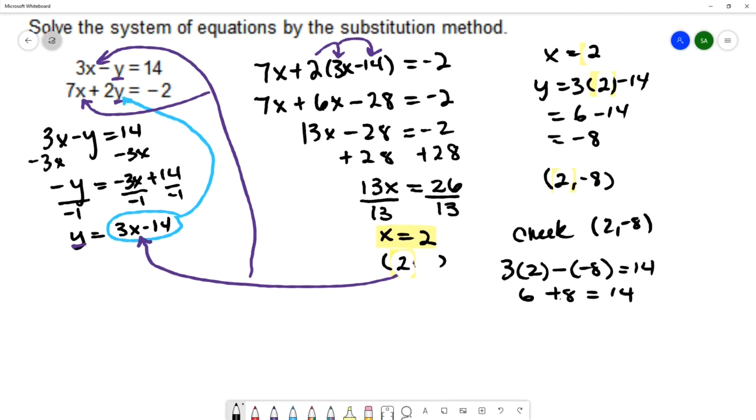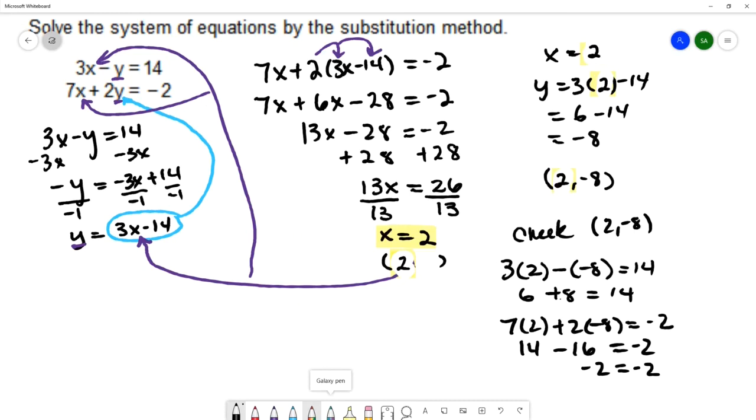Let's check the second equation. 7 times 2 plus 2 times -8. That should come out to be -2. We have 14 minus 16 equals -2. And that does come out to be -2. So now we have the solution to our system of equations being 2, -8.